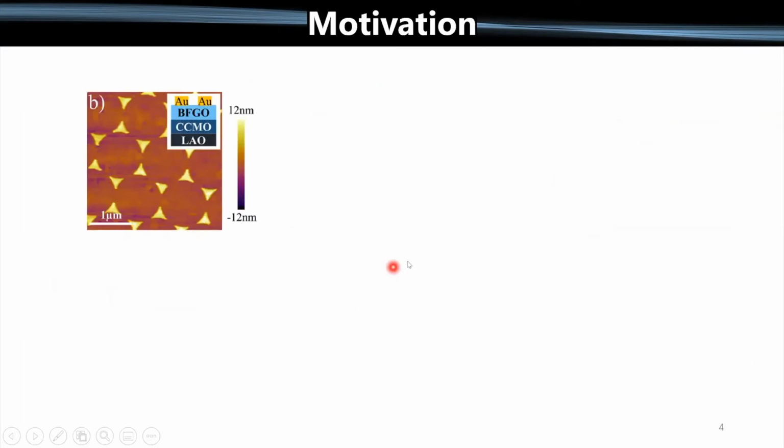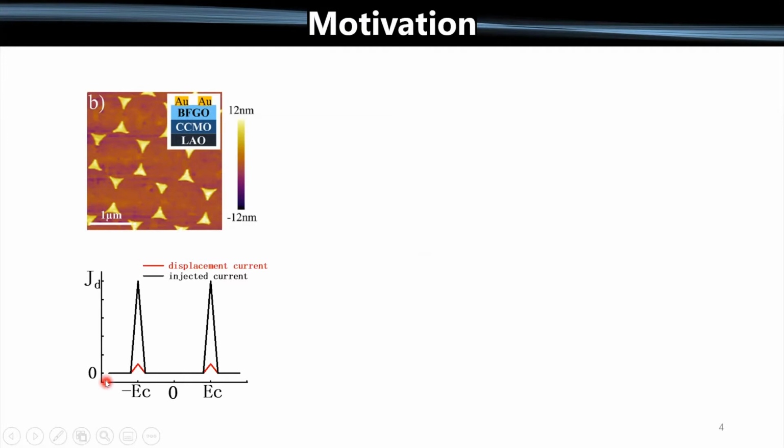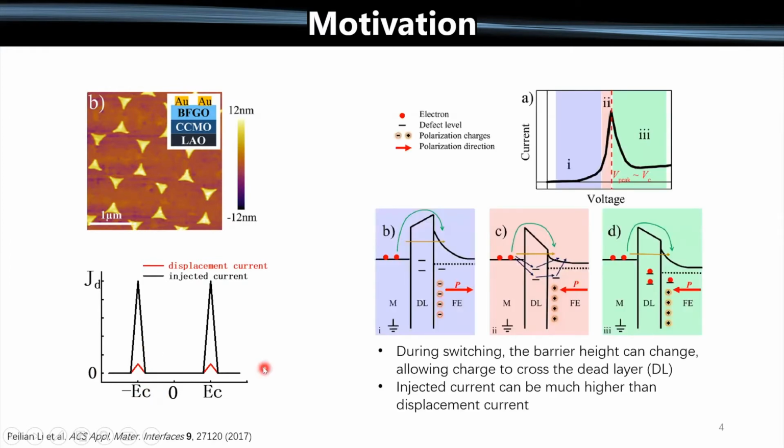Here's an example of 200 nanometer gold capacitors on a doped BiFeO film. And the researchers found that the injected current could be orders of magnitude higher than the normal switching current. And they explained this by considering that during switching, the barrier height can change, allowing charge to cross the dead layer that's present at the surface of ferroelectrics. This injected current can be much higher than the displacement current, and so maybe this could be a mechanism for enhancing the current.